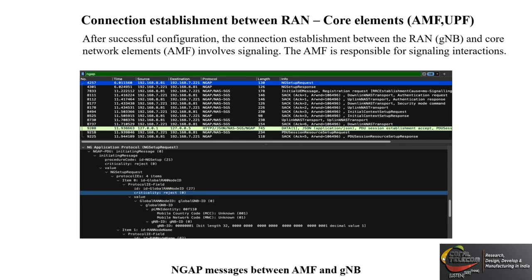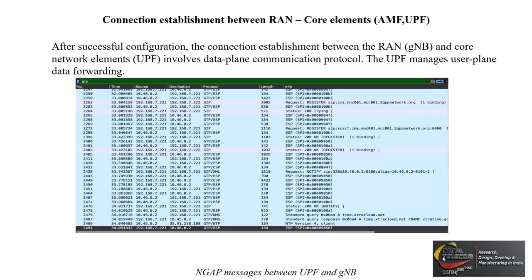Here the first screenshot shows the NG setup request and NG setup response. These are the NGAP packets coming from the radio side to the core side. This is the signaling protocol, so signaling happens over the N2 interface. All these packets are going towards the AMF over the N2 interface, and the AMF is responsible for signaling interaction.